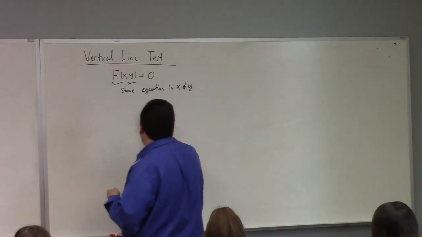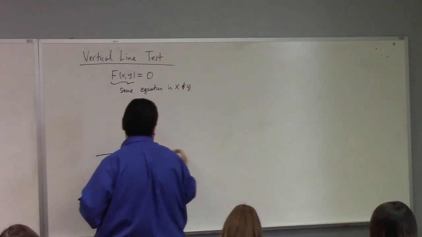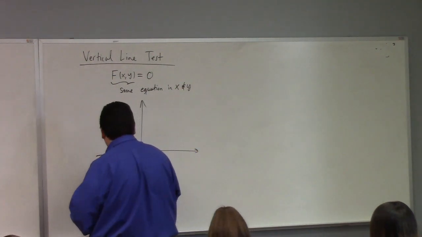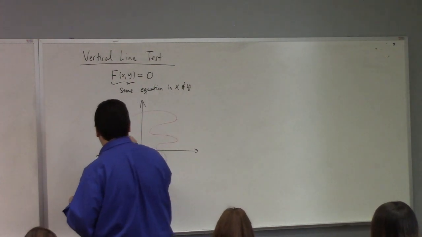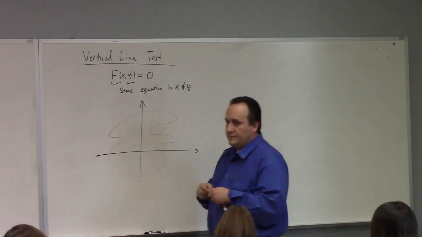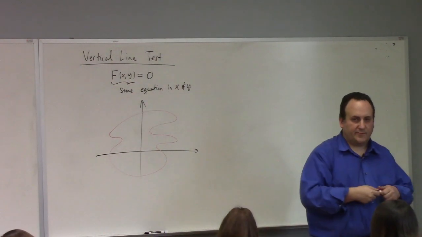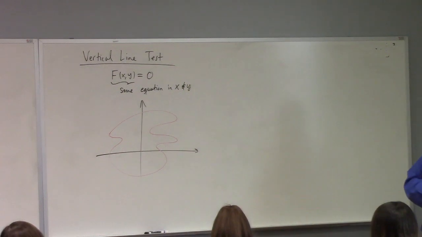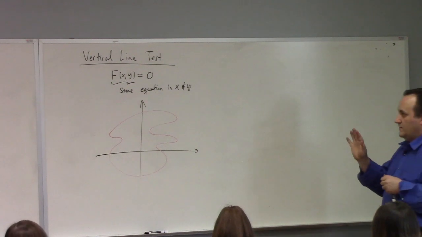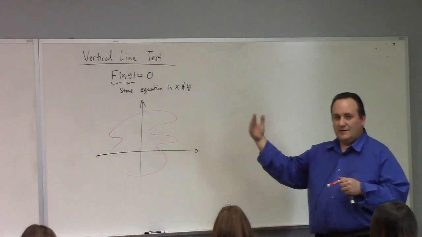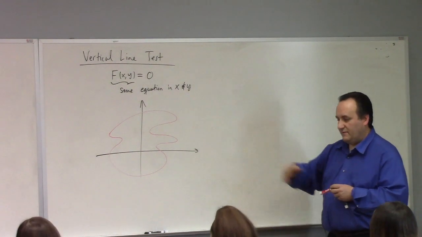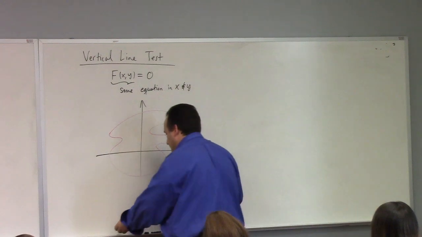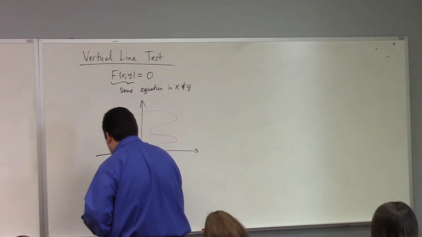And you look at that and, I don't know, maybe the equation graphs to some kind of weirdo thing like this. You can come up with equations to make pretty much any shape you want. You just play around with the equations long enough, you can come up with anything, practically. The question then is, is this the graph of a function? Why not?